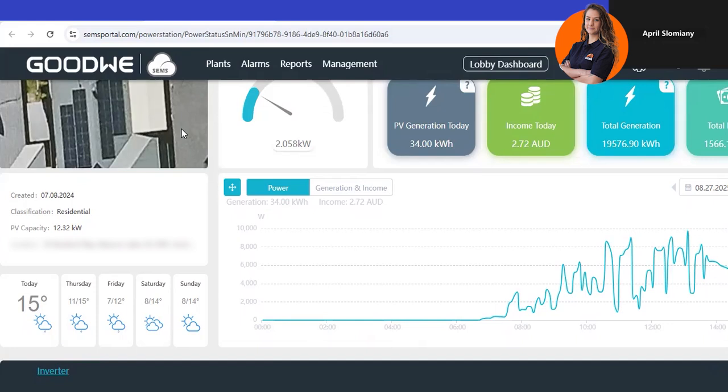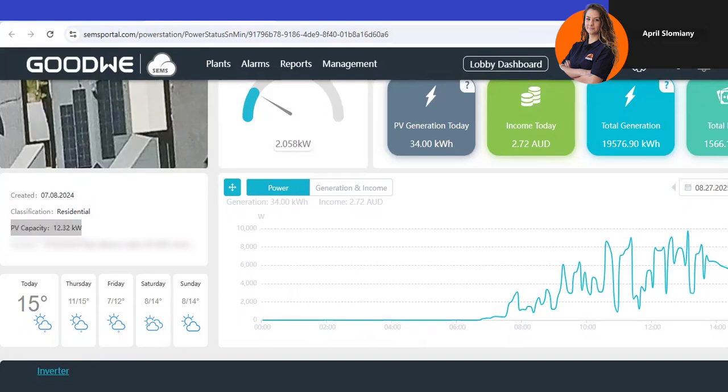Just to run through the basics of what you can see on your plant, you can see your created date on the left here. That is usually when the system was first commissioned or first installed. Below this, 99% of the time, you'll be a residential plant, unless you might count as a business or something along those lines. Below that, the PV capacity.